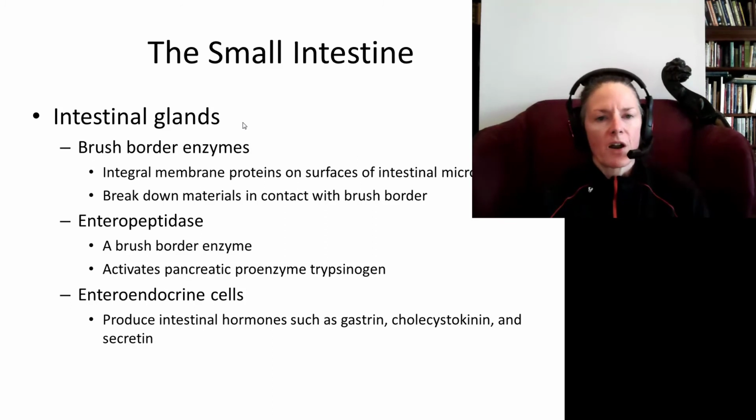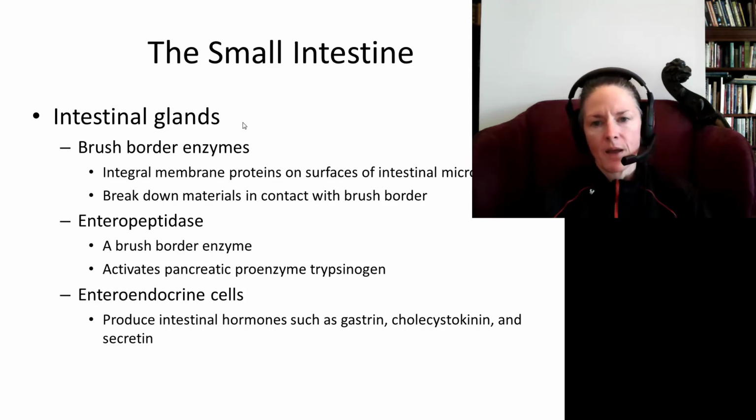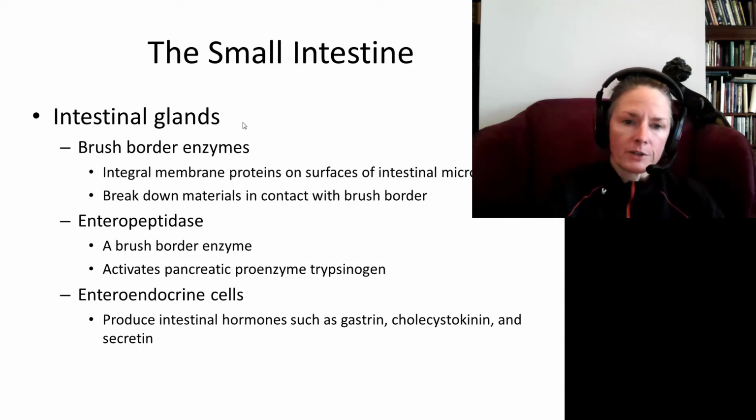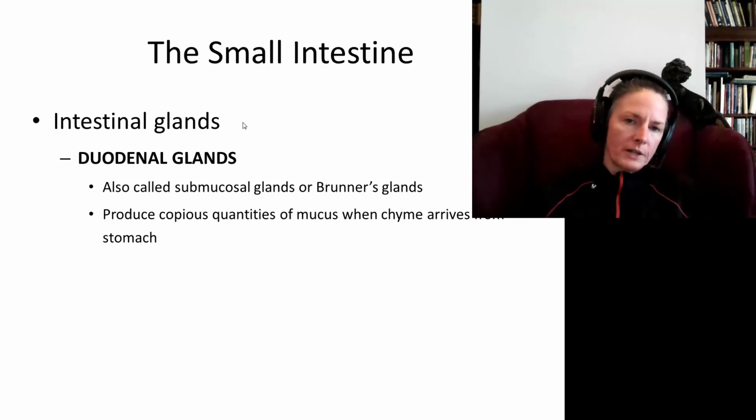All right, so as we've said, we've got our brush border enzymes, and these are surface membrane proteins that are going to be breaking down small molecules. We have something called enteropeptidase, and this is important because it will activate a pancreatic enzyme. The enzyme itself is called trypsin, and it's going to activate the proenzyme trypsinogen and turn it into trypsin. We also are going to have some enteroendocrine cells that are going to be producing hormones like gastrin and cholecystokinin, as well as secretin.